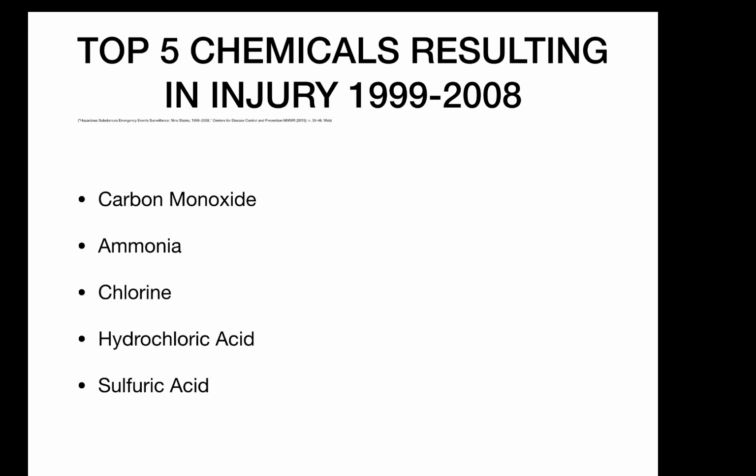Ammonia release or exposure causes more evacuations than any other chemical, and the name that household ammonia is called is ammonium hydroxide. Hydrochloric acid is fairly common, particularly in transportation, as is sulfuric acid.